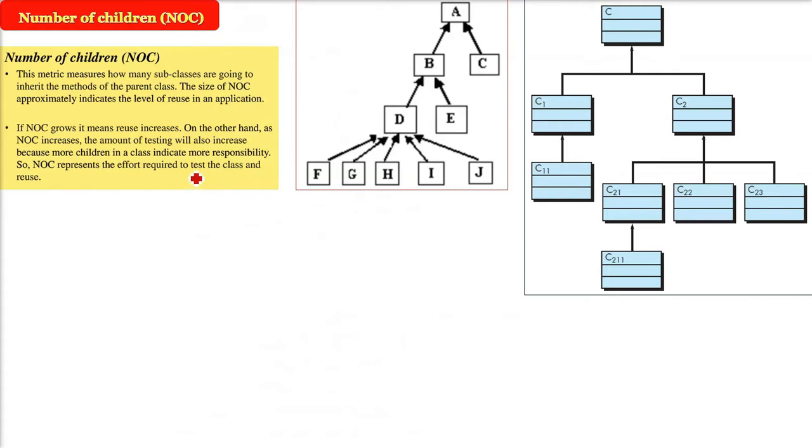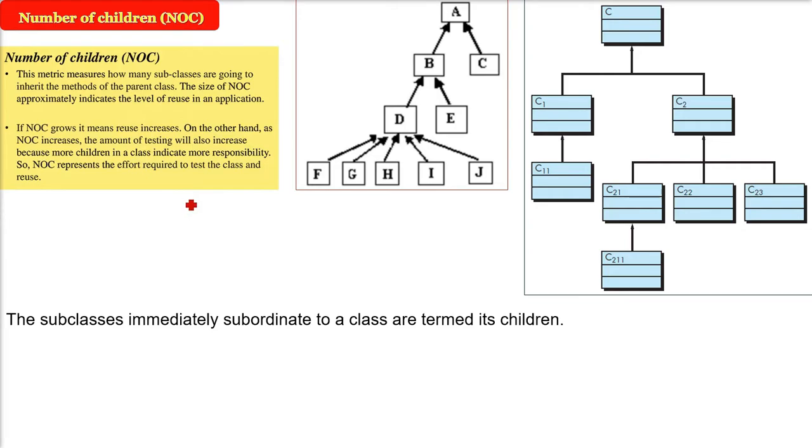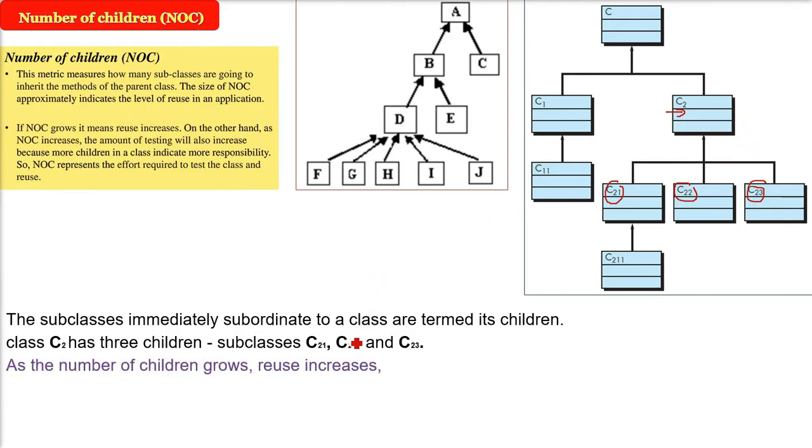The next thing that comes is number of children. Number of children is the subclasses immediately subordinate to a class. These are termed its children, and this is the number of children. For example, here you have a C2 class. Now it has immediate subordinate classes C21, C22 and C23. So how many children does it have? 3. As the number of children grows, of course the reuse will increase.